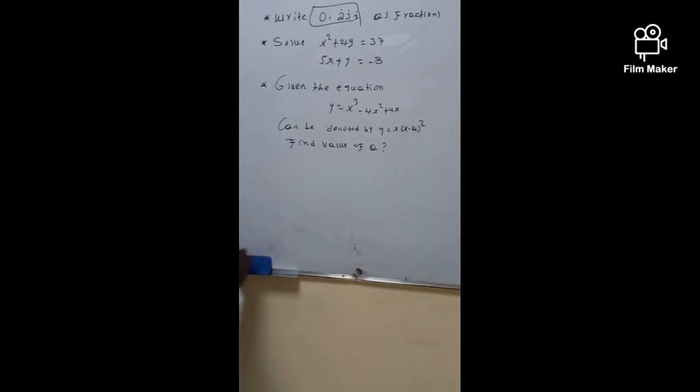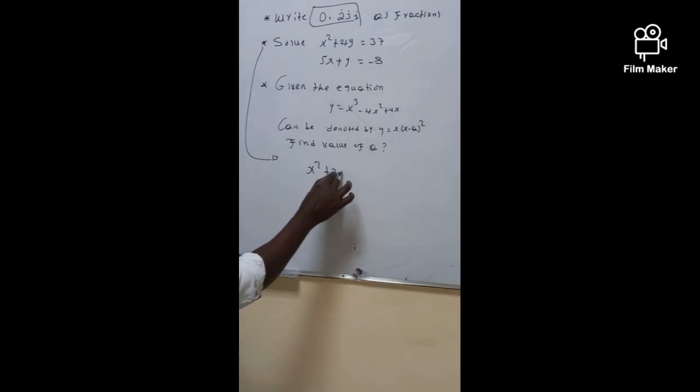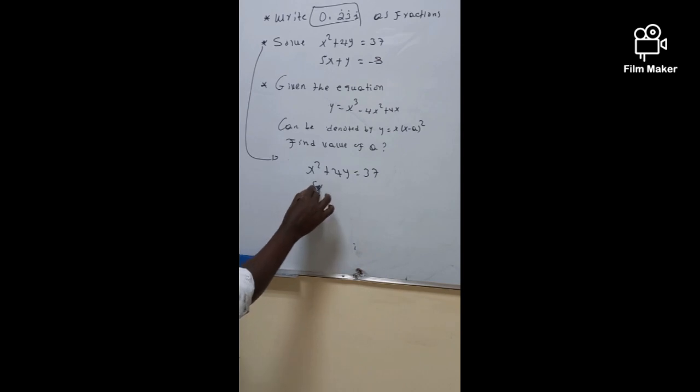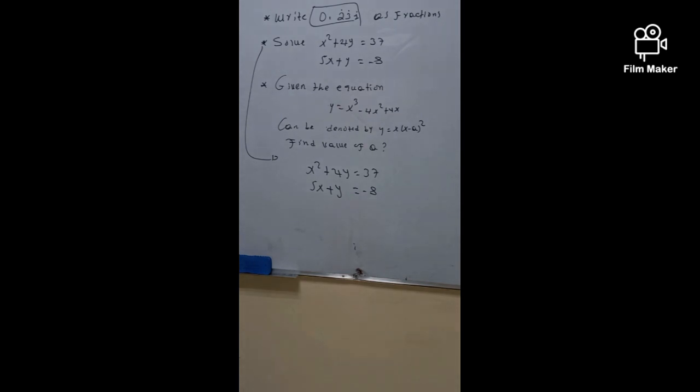Well, now let's come to the second problem. On the second problem, you can look at x squared plus 4y equals 37, and 5x plus y equals minus 8. In the case of this formula, this is a simultaneous equation.